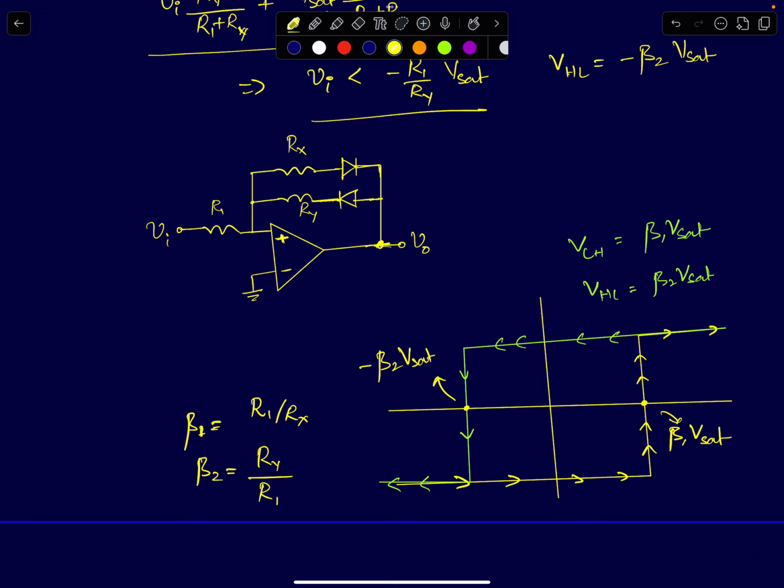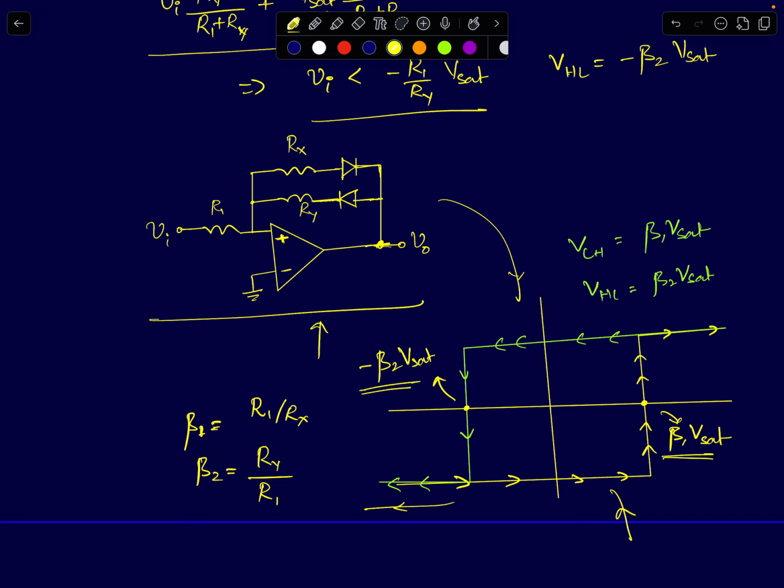So this is the transfer characteristic. Once you transition to minus beta VSAT, it's going to stay put at plus VSAT. You can verify that yourself. This is the transfer characteristic of a non-inverting Schmitt trigger. And this is how I realize asymmetric threshold voltages using diodes and resistors. I've shown the schematic and its equivalent transfer characteristic with all the threshold voltages written here.